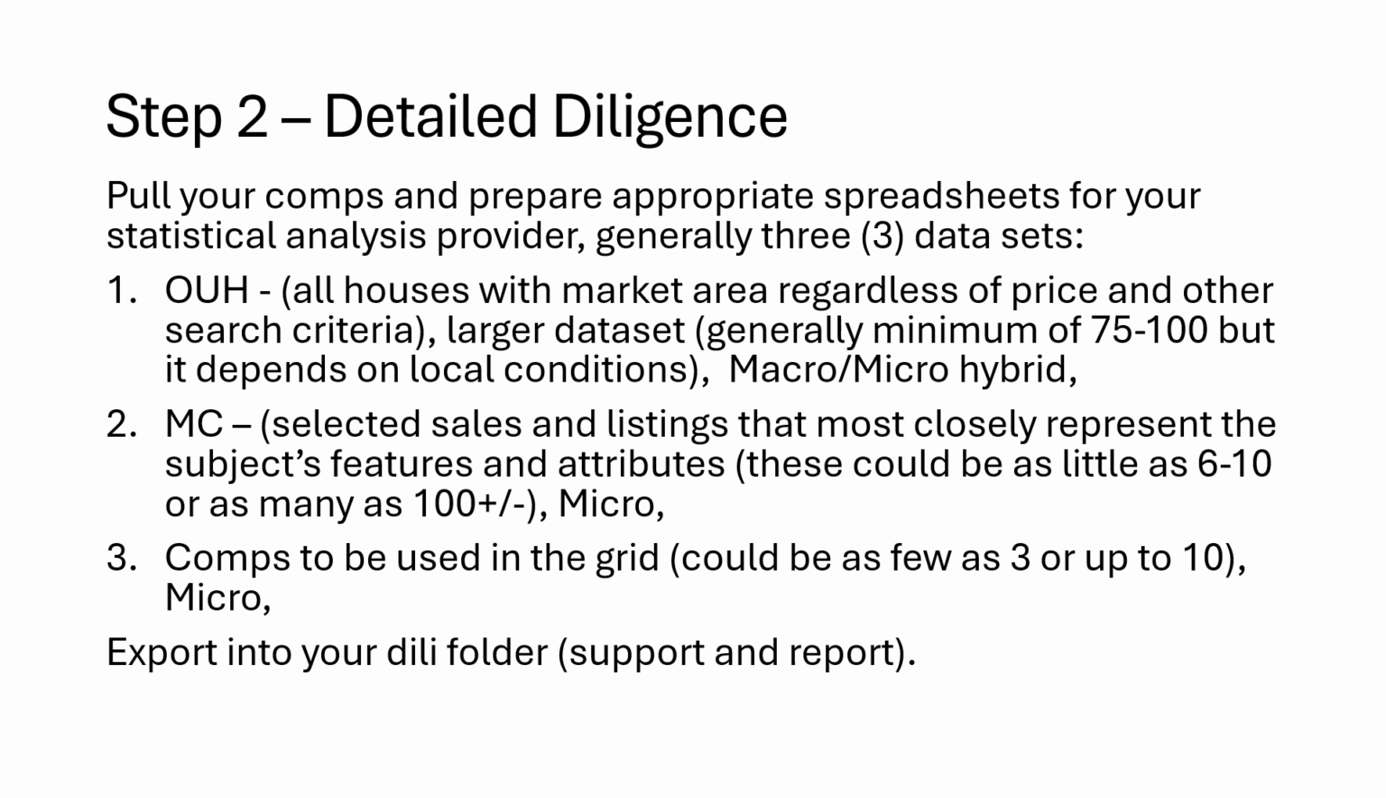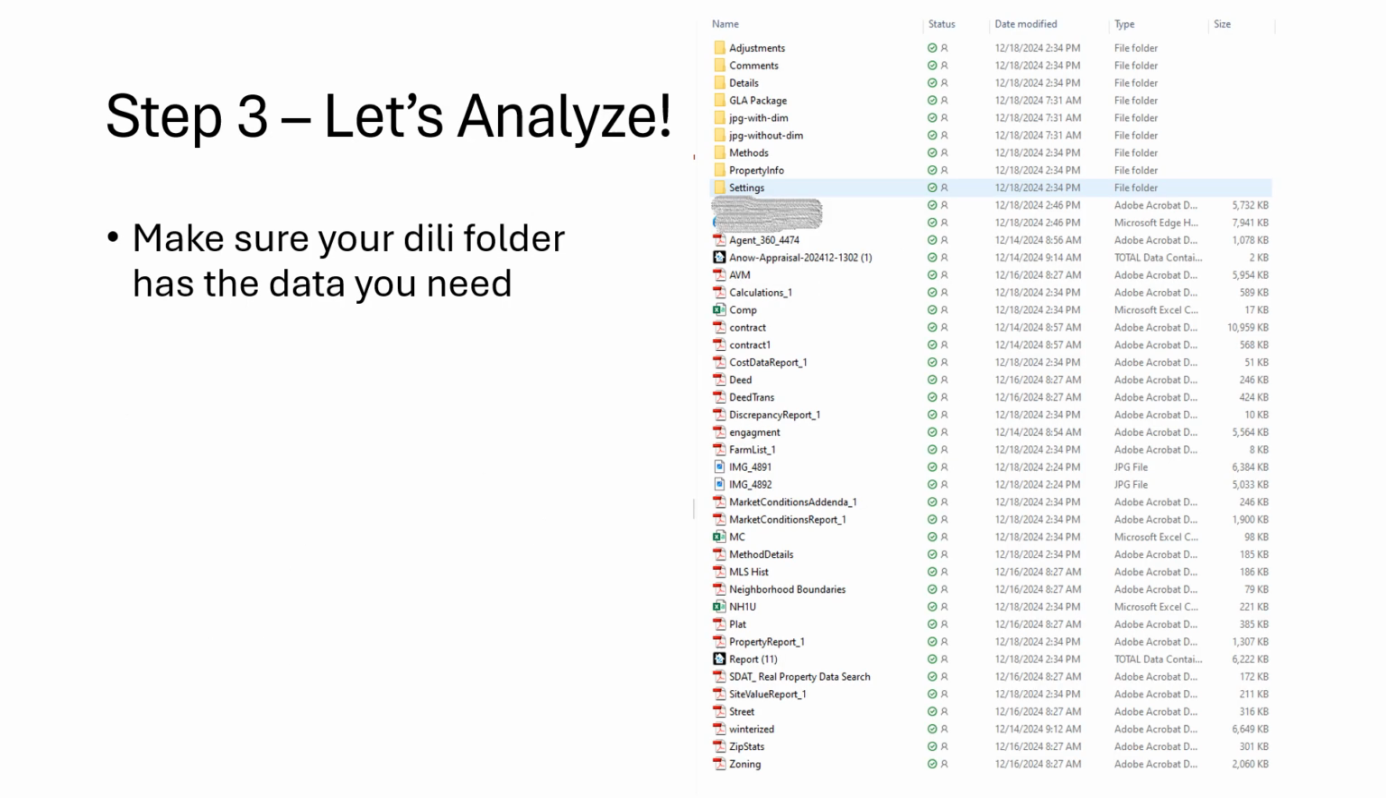And then lastly, your comps that you're going to use in your grid, which could be as few as 3 or as many as 10 or more perhaps, depending on how you operate and work with your grid. Again, this is very micro based. And again, take these 3 spreadsheets and import them into your diligence folder. It's important that you support and report.